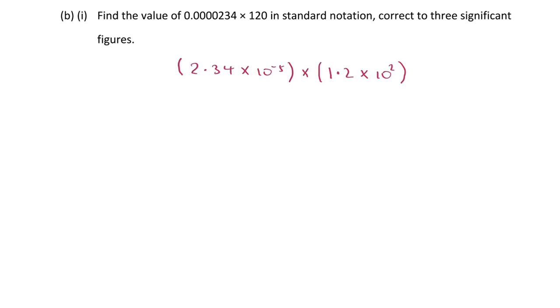Then our equation is going to be 2.34 times 1.2 times 10 power negative 5 plus 2. Of which, after solving the values, we are having 2.808 times 10 power negative 3. And this is going to be our answer.